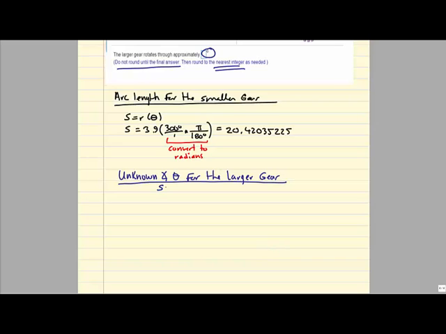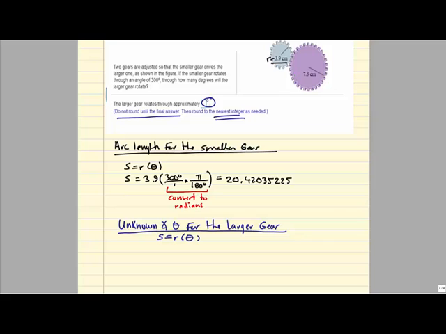So again, we start with S equals R theta, and let's figure out what we have here. Well, from our picture, we know that R for the larger gear is 7.3. Theta is what we're trying to find, so S must be given as well. Well, S is the work that we did right up here. For S, the amount of arc length, or the amount of movement on the smaller gear, matches the amount of movement along the arc right here for the larger gear. So that value is given by 20.42035225, because again it says do not round until the final answer.